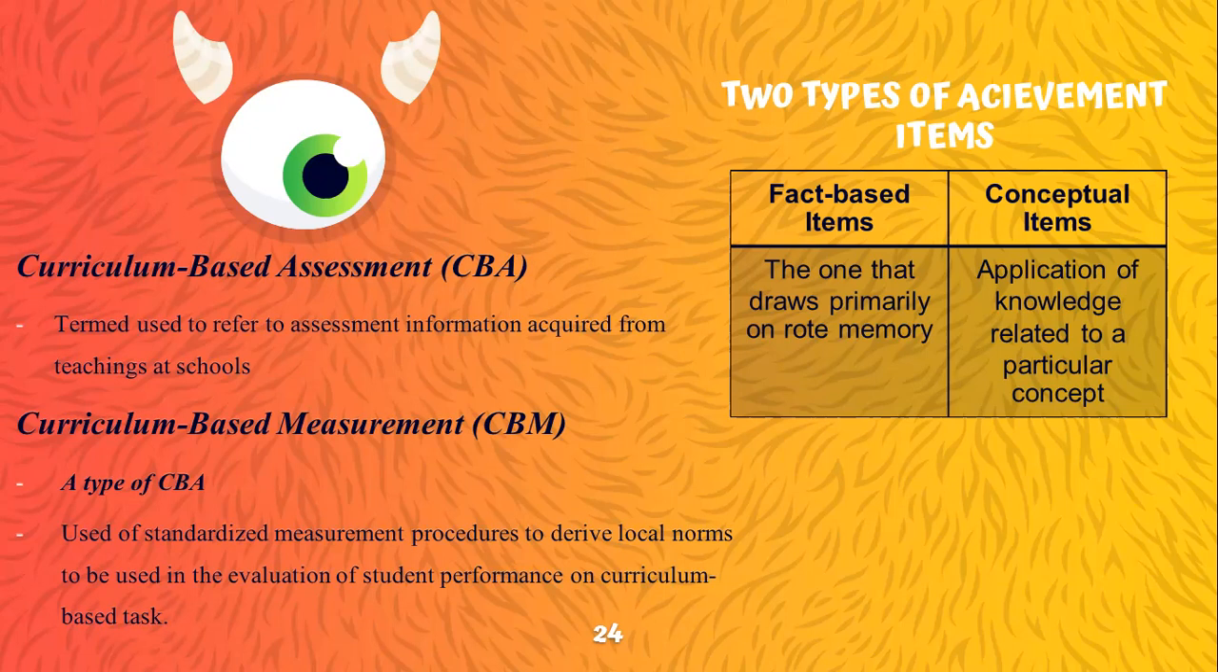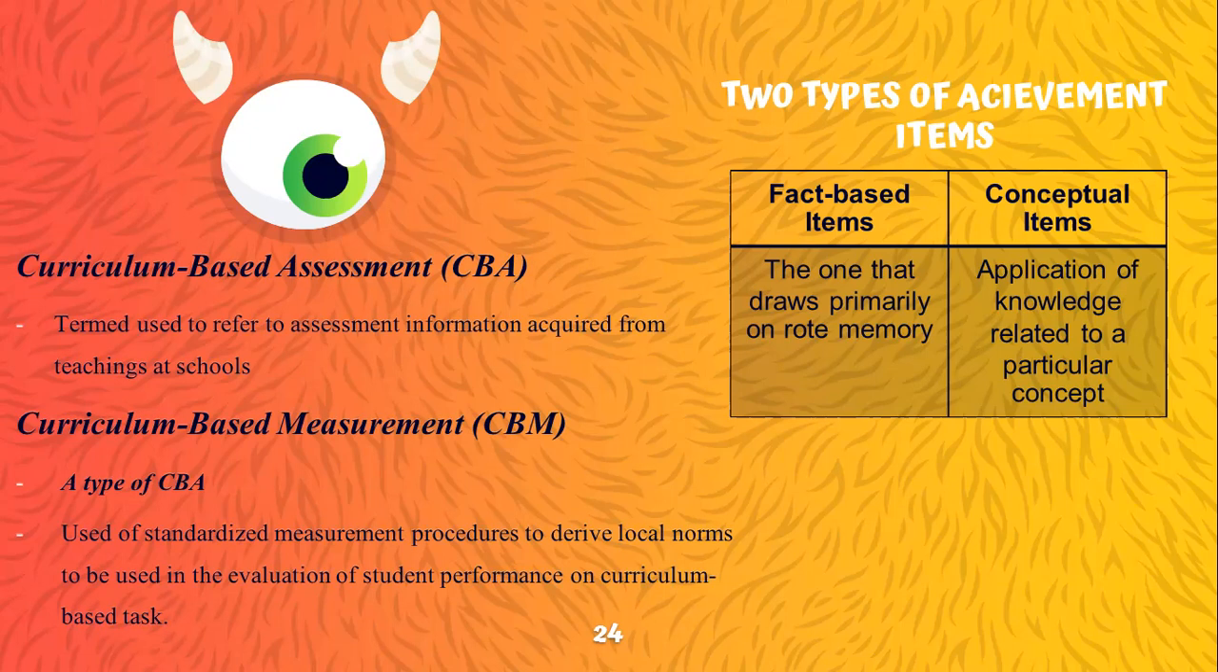So that is the fact-based items, while the conceptual items are the application of knowledge related to a particular concept. For example, what is the first color of the rainbow? Again, it is color red. To make it a conceptual item, the choices would be, for example, letter A, it is the color of an apple, letter B, it is the color of the sky, letter C, it is the color of the leaves, and letter D is the color of anyone's shirt.